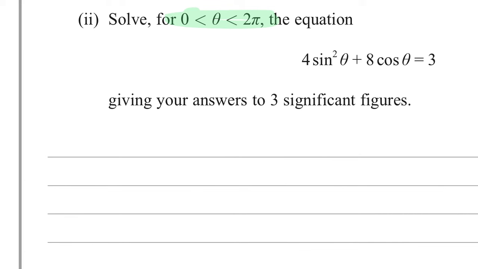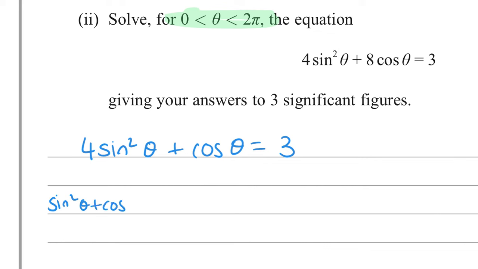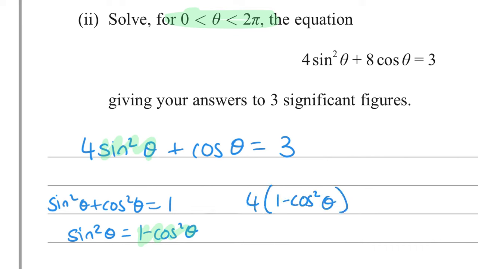So, we have 4 sine squared theta plus cos theta equals 3. What do we know about sine, cos, squareds, anything like this? We know that sine squared theta plus cos squared theta equals 1. So what does sine squared theta equal? 1 minus cos squared theta. So I'm going to substitute this into here. So I'm going to have 4 lots of 1 minus cos squared theta plus cos theta equals 3.